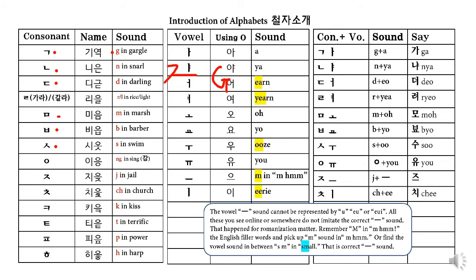S, this is like siot. S in swim. This yung, when it's put in front, has no sound. When it's put at the bottom, this sounds like ng in sing, ng in song, ng in gang. Jiu Chu in jail, Chiu Chu in church, Kyu Ku in kiss, Tiu Tu in terrific, Piu Pu in power, Hiu H Hu in harp, when it's put in front. This has H sound, but when it's put at the bottom, it has a few other sounds. So we will study bottom H sound later in this chapter.